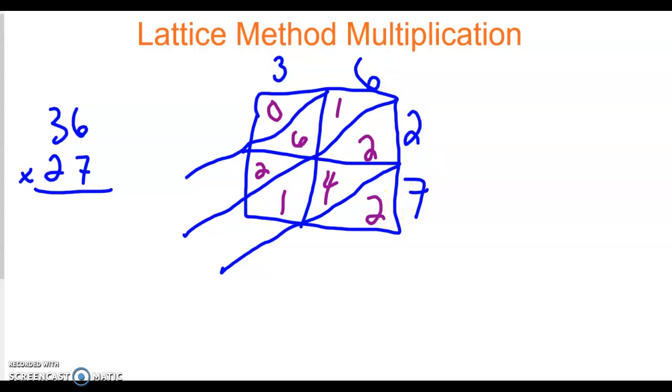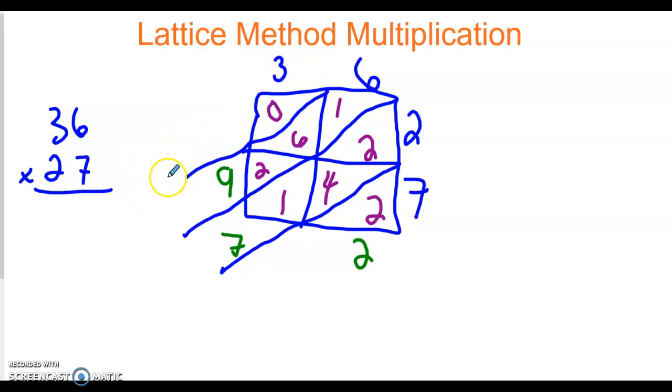Okay, now I add up my zones. So my first zone is 2. Easy. That's just 2. In my second zone, I have a 2, a 4, and a 1. So I add those up. 4 plus 2 is 6 plus 1 is 7. That's a 7. Then my third zone right here, I have a 1, a 6, and a 2. 6 plus 2 is 8 plus 1 is 9. And then I have 0. I'm not going to include that because I don't need it. We don't put zeros in front of our numbers.